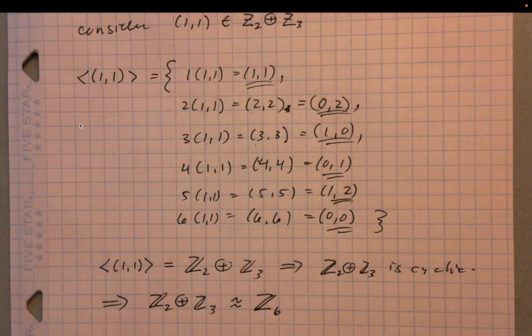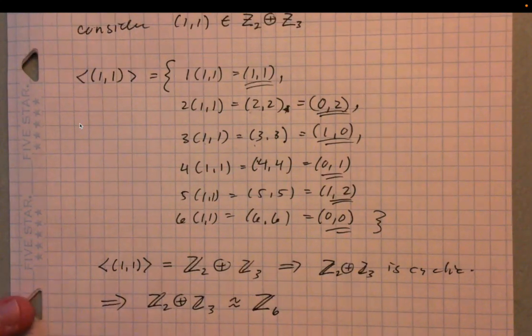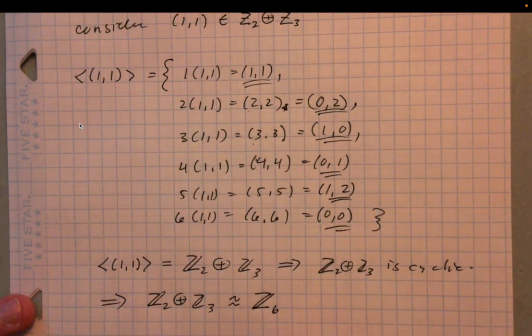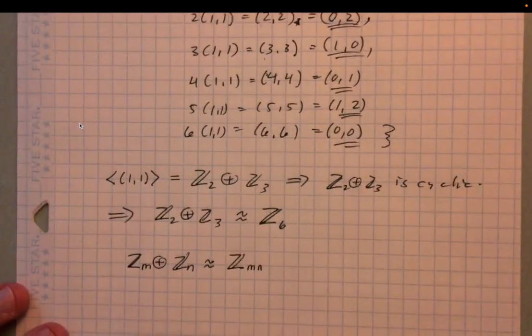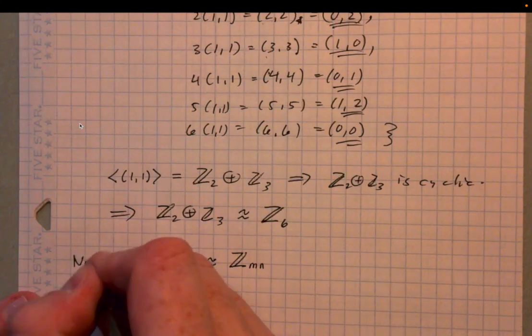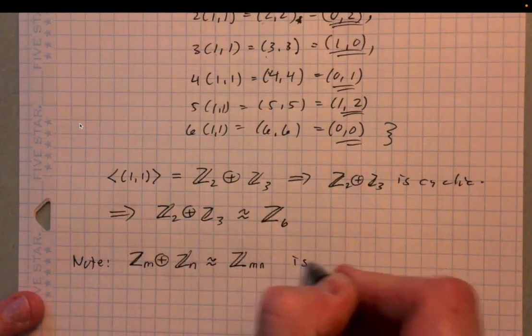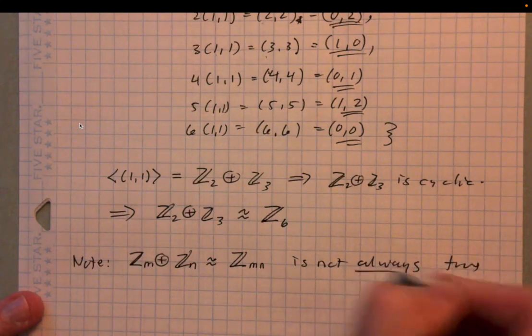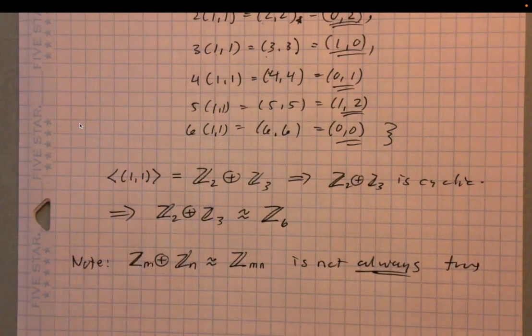So you may be impelled to believe that Zm plus Zn is going to be isomorphic to Zm times n. You may want to believe this, but note, it is not always true. This is not always true. In this case, it's true.